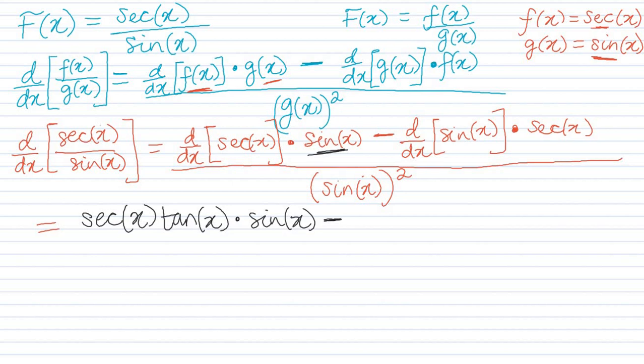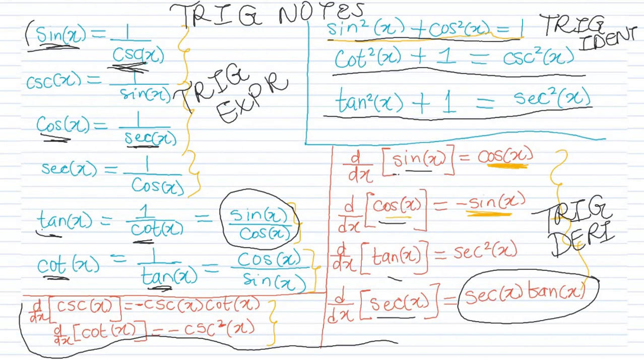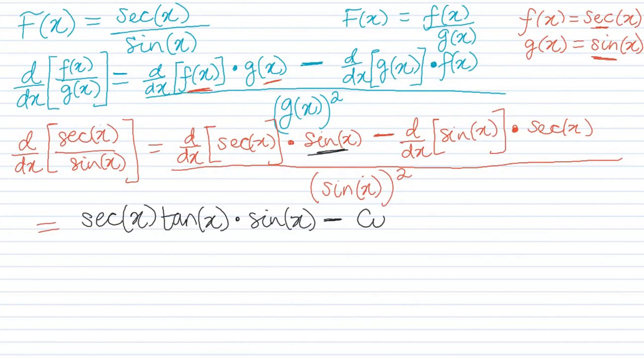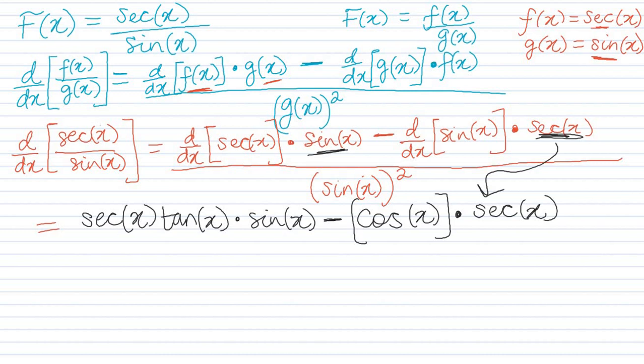Minus, what's the derivative of sine? Go back here. The derivative of sine is cosine. So we're going to put cosine here, right? Minus cosine x multiplied by, what is the derivative of secant? The secant here. Sorry, not what is the derivative. Secant is just chilling here, so it just drops down. We already did the derivative of secant at this point.